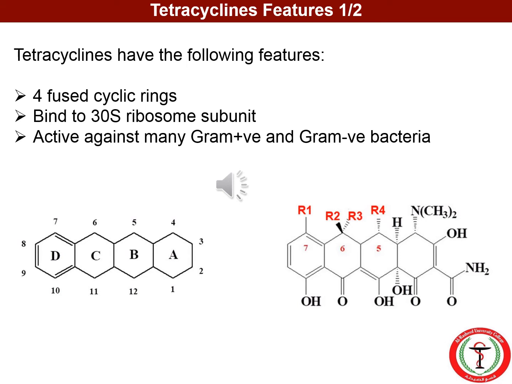Also, tetracyclines are active against both gram-positive and gram-negative bacteria, and the A, B, C, and D rings in the structure ahead are essential in the tetracyclines. The R1, R2, R3, and R4 groups in red vary in these antibiotics to give differentiation and to distinguish between these antibiotics.